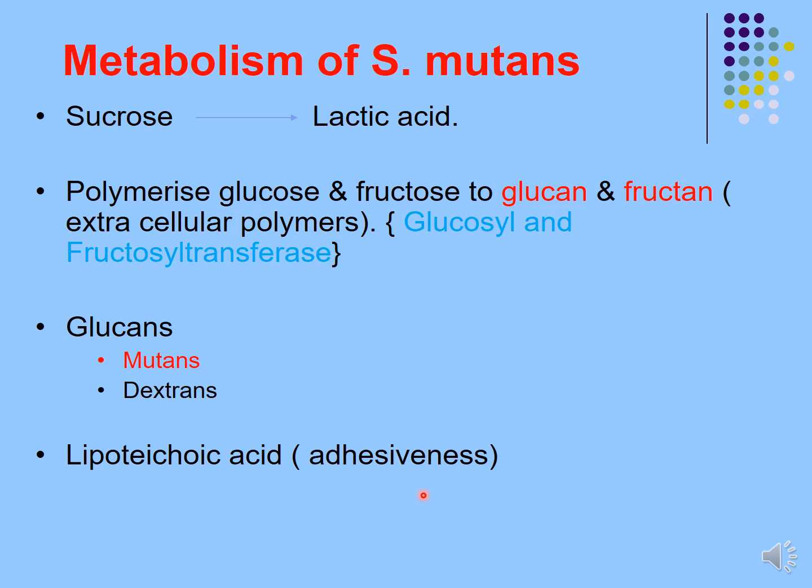Now in the process of breakdown of sucrose, in the presence of the bacterial enzymes glycosyl transferase and fructosyl transferase, it breaks down into glucose and fructose, and then the glucose and fructose are further broken down into glucans and fructans, which are extracellular polymers. Now these glucans are further broken down into mutans and dextrans, and there is a byproduct of this entire metabolism, which is lipoteichoic acid, which increases the adhesiveness of the bacteria to the plaque.